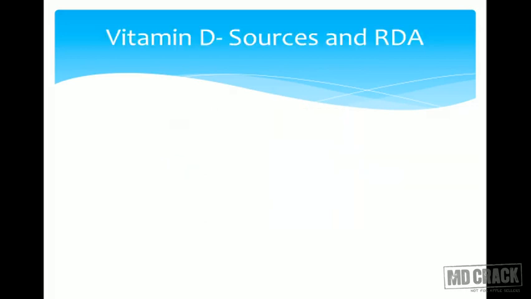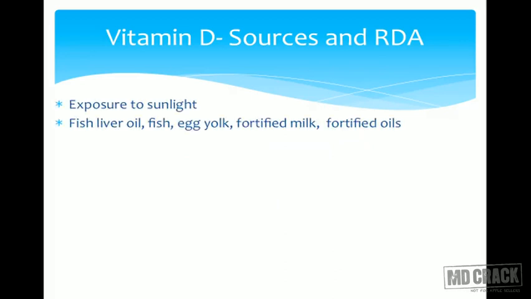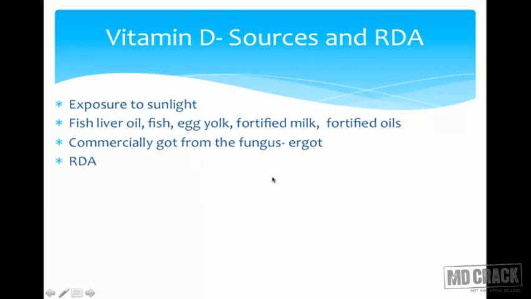So, what are the other sources of vitamin D and what is its RDA? So one main thing is exposure to sunlight. Other than that, it can be also obtained from fish liver oil, fish, egg yolk, fortified milk, fortified oils. Nowadays, in many countries it is compulsory to fortify the milk with vitamin D so that calcium is getting absorbed at the same time. Fortified oils are also present. Most of the plant oils are getting fortified with different vitamins, including vitamin D. They are commercially got from the fungus ergot also, and that is used for making the different injections and preparations of vitamin D, pharmacological preparation.